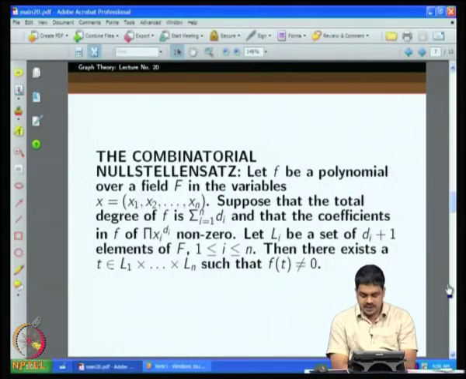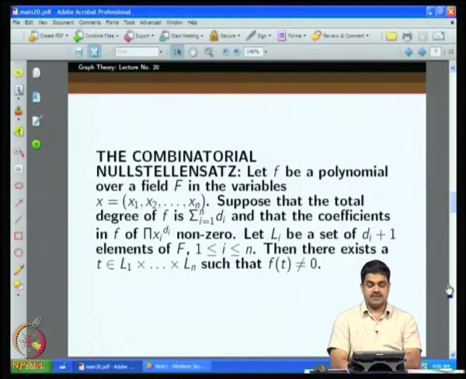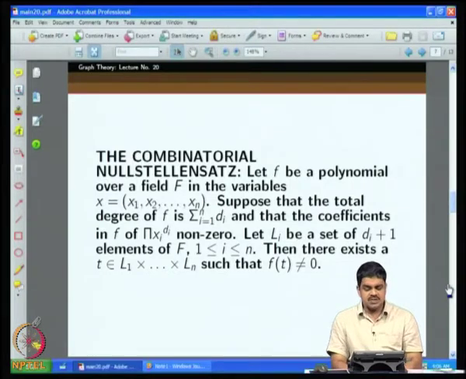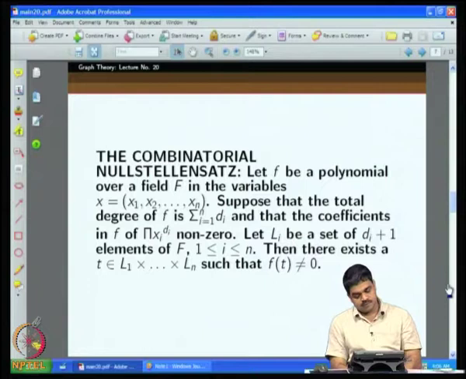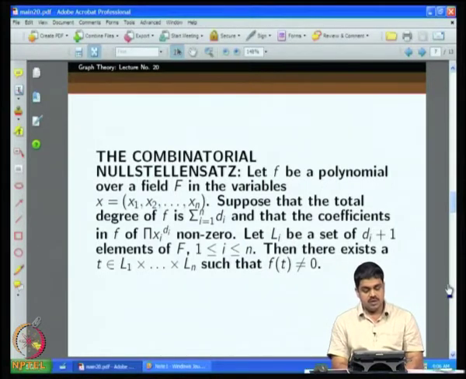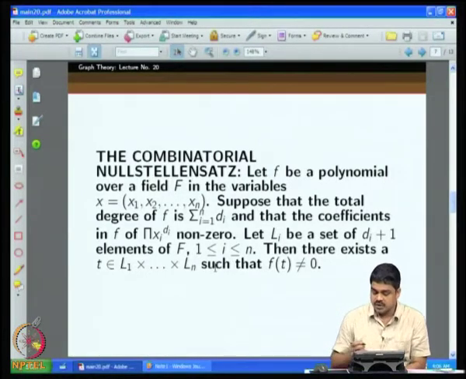the other condition is just that, because we know these values d 1, d 2, d 3 etc., if you consider this particular term x 1 raised to d 1, x 2 raised to d 2, x 3 raised to d 3, namely x n raised to d n, this term's coefficient will be non-zero. So, these are the only conditions. If these two conditions are satisfied, then we can pick a value from L 1 for x 1, a value from L 2 for x 2 and so on, such that when you substitute these values, the polynomial evaluates to a non-zero value. Then there exists a t element of L 1 cross L 2 cross L n such that f of t is not equal to 0. This is what it says.